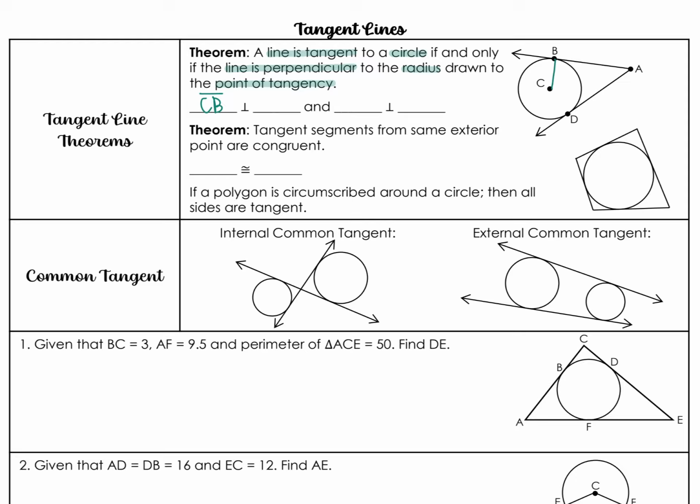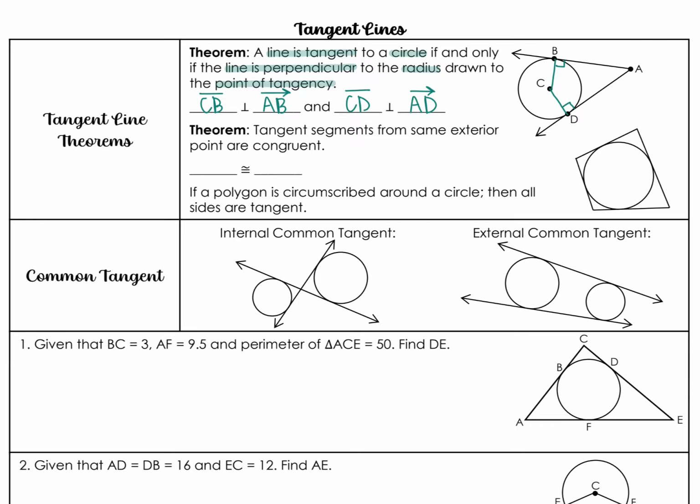We would have AB, right? AB. And then we can do the same thing with the other radius. So here, if we have our radius CD, it would be perpendicular to that tangent line, and we'll call that our ray AD. Okay, and so here we would just have our right angles being drawn where those tangent lines intersect the circle at one point.